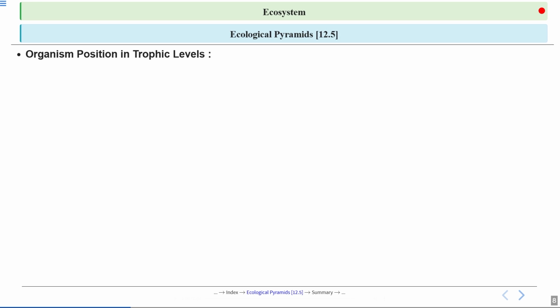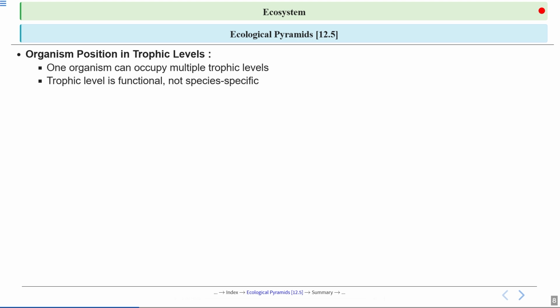Now let's talk about the organism's position in the trophic levels. One organism can actually occupy more than one trophic level. For example, a bear can eat berries as a primary consumer, but also eat fish as a secondary or even tertiary consumer. This flexibility helps organisms survive in changing environments.